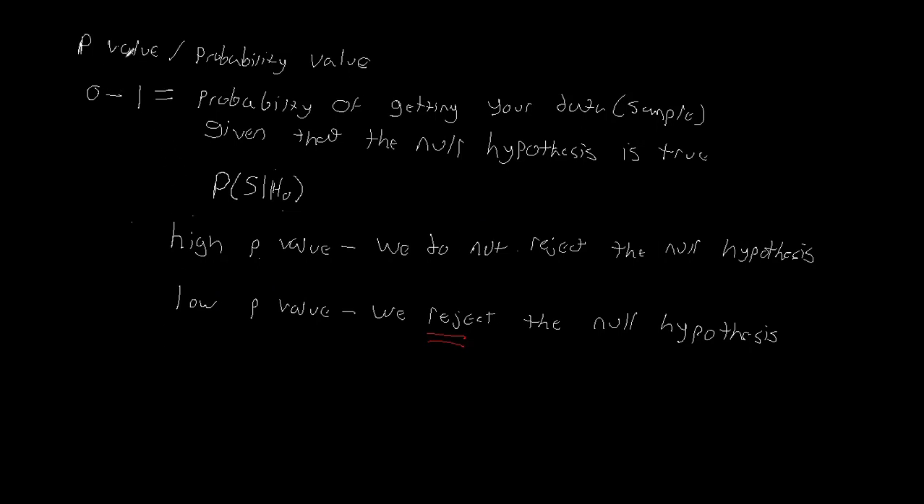So again, the p-value is between 0 and 1, and it's the probability of getting your data given that the null hypothesis is true. When the p-value gets lower and lower, you feel more confident in rejecting the null hypothesis, which would indicate that the alternative hypothesis is more likely. The last thing I want to talk about in terms of p-values is what you would typically see, and it's called the alpha threshold, or the alpha value.